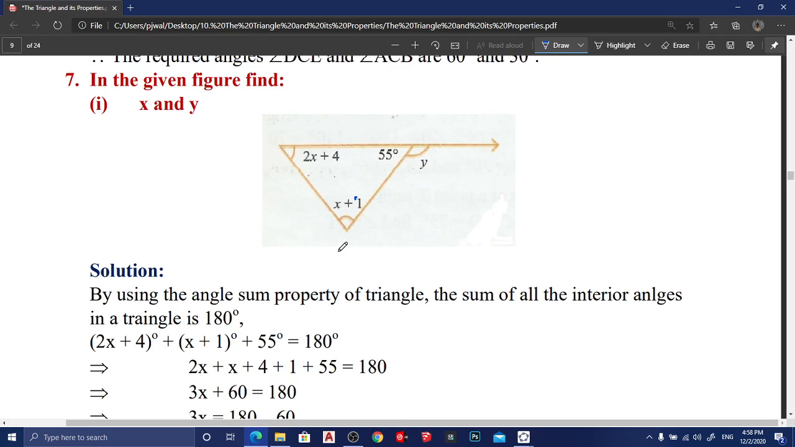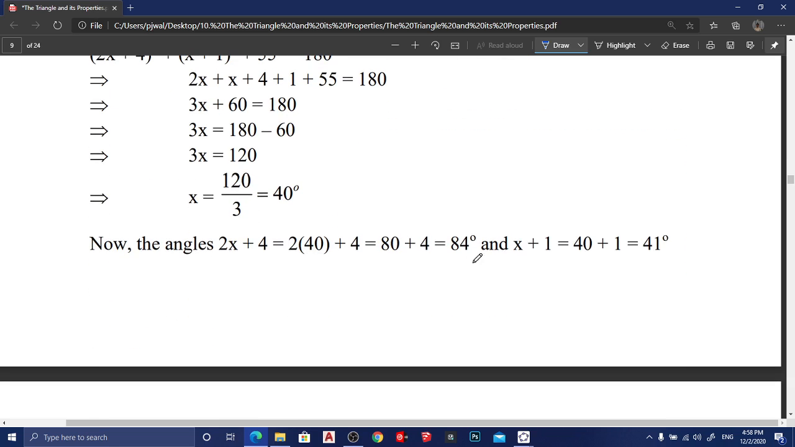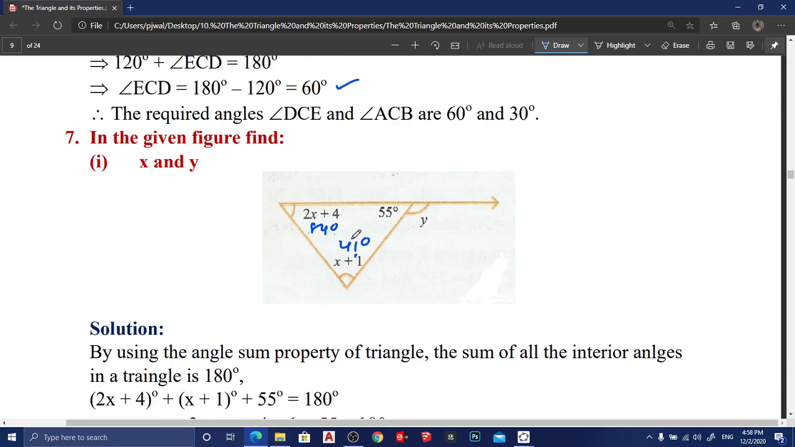Once you know x is equal to 40, you can find out these two angles. So 40 plus 1 is 41 degrees. Then 2 times 40 is 80, plus 4, 84 degrees. By substituting, you can find out one is 84, and the other one, x plus 1, is 40 plus 1, 41 degrees. Now you clearly know what the interior angles are.